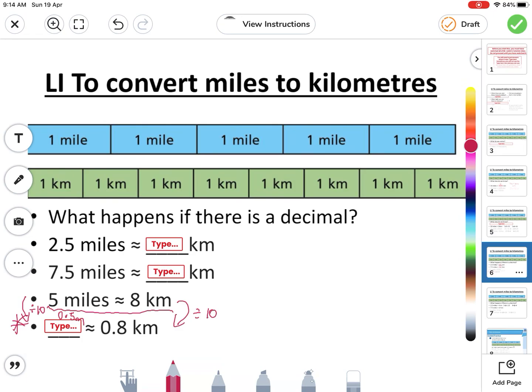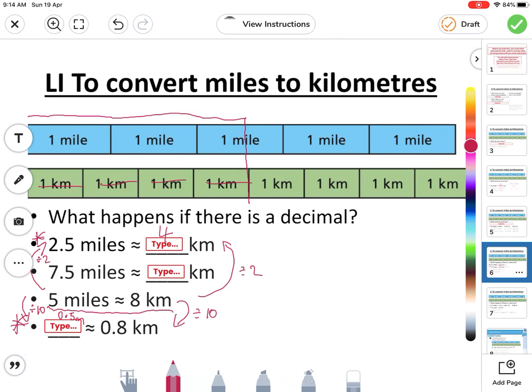Then I'm going to go to this one here. Because from 5 miles to 2.5, it's like being divided by 2. So 8 divided by 2 is 4 kilometres. And we can see that on our bar chart, that 2.5 miles is the same as 1, 2, 3, 4 kilometres.